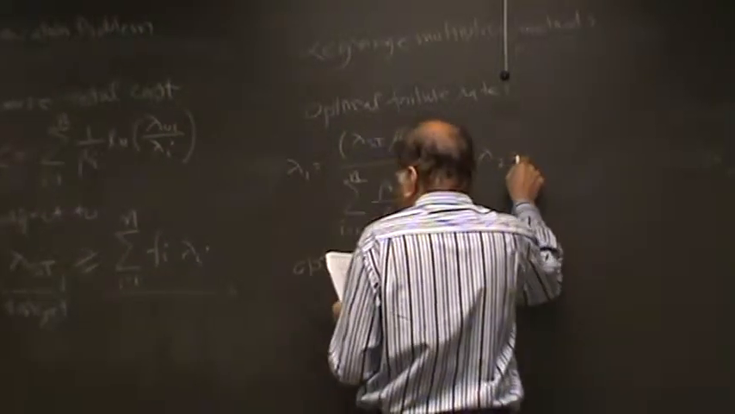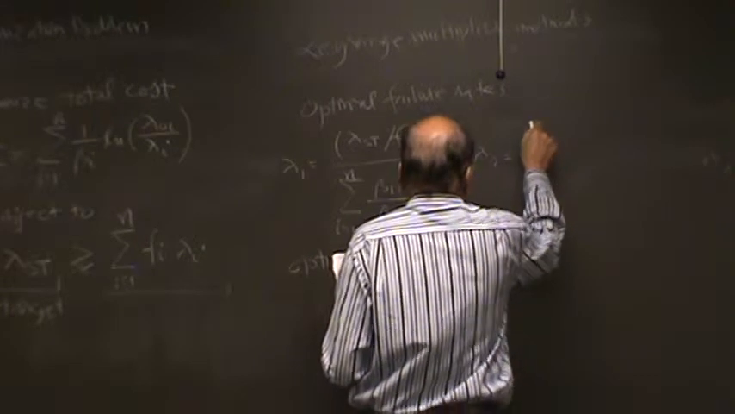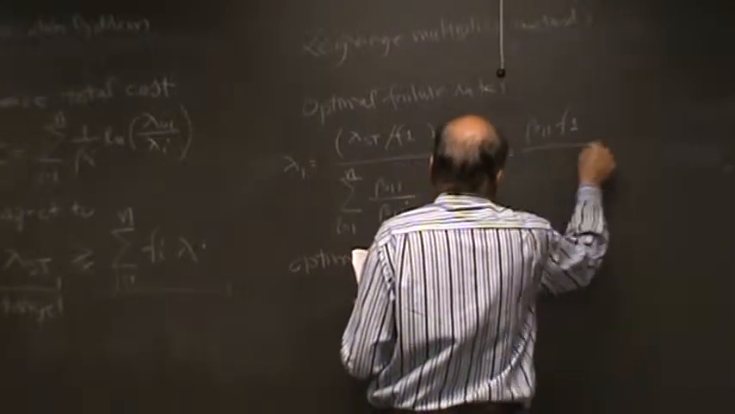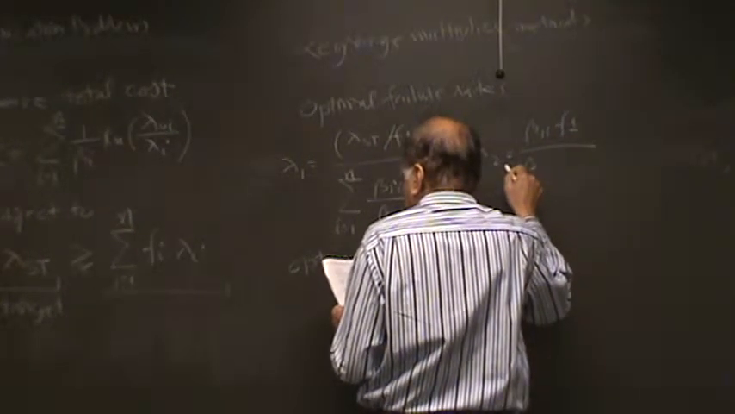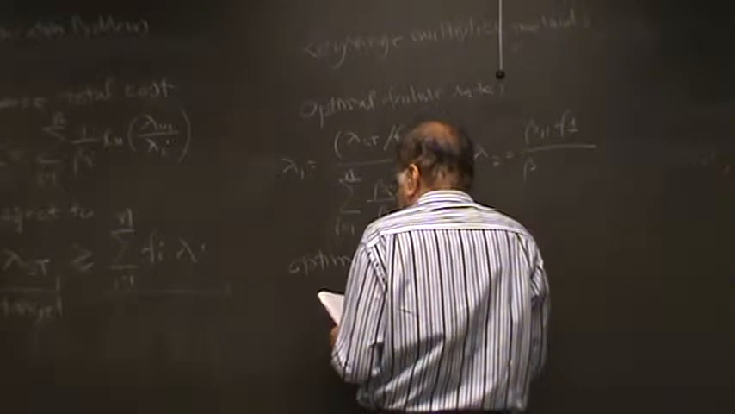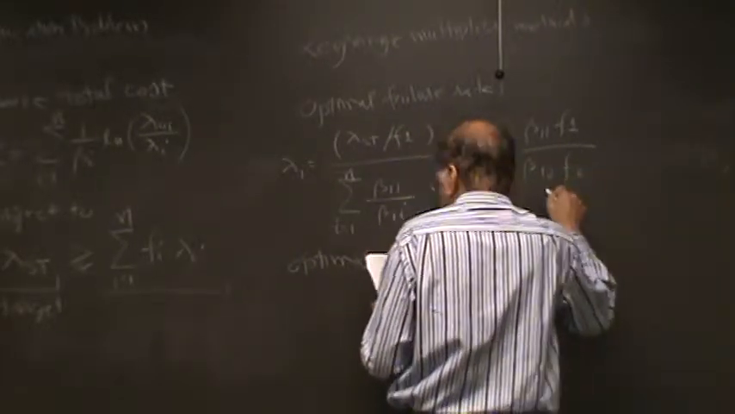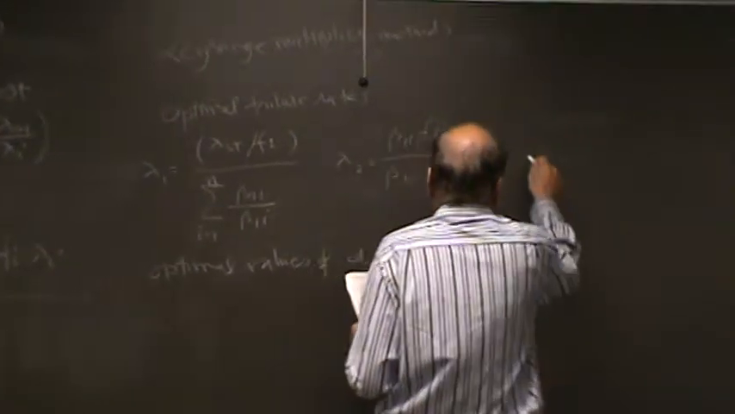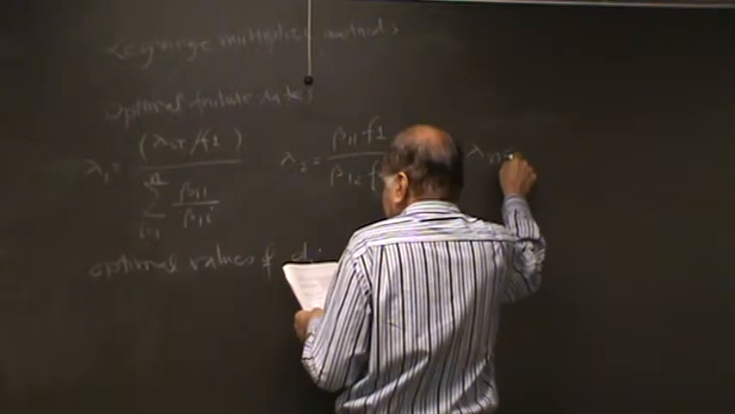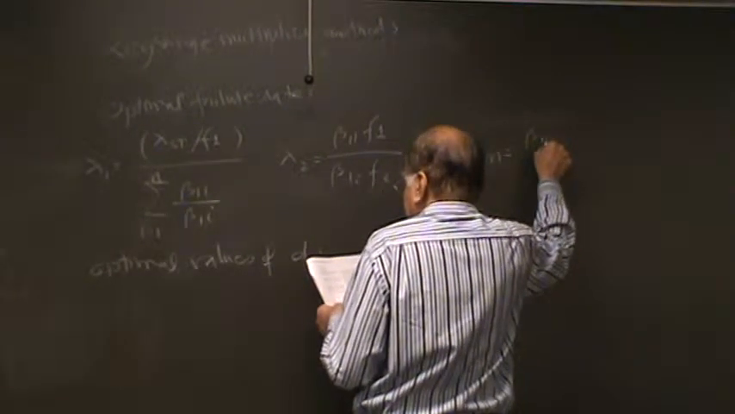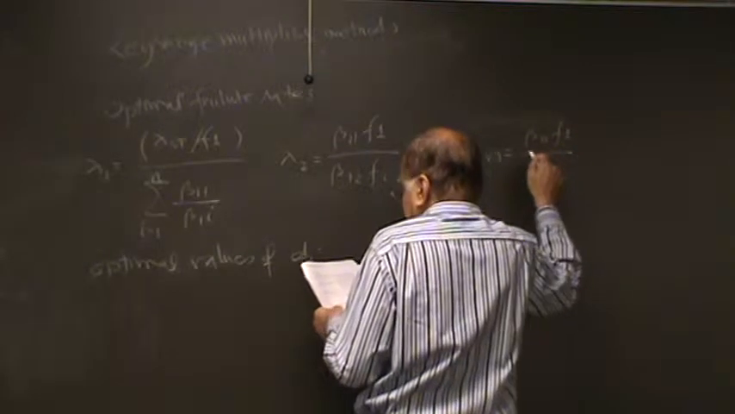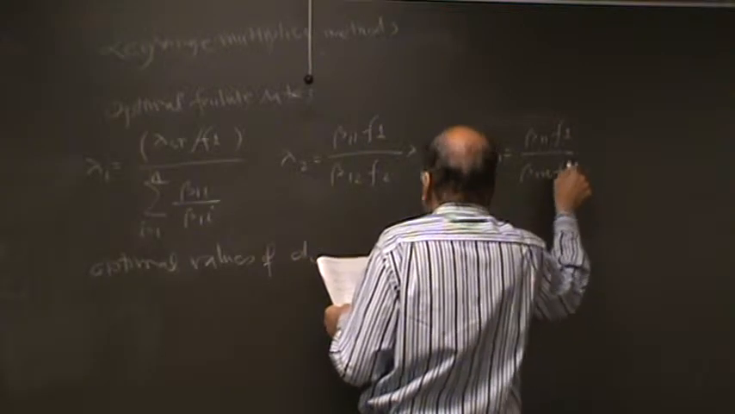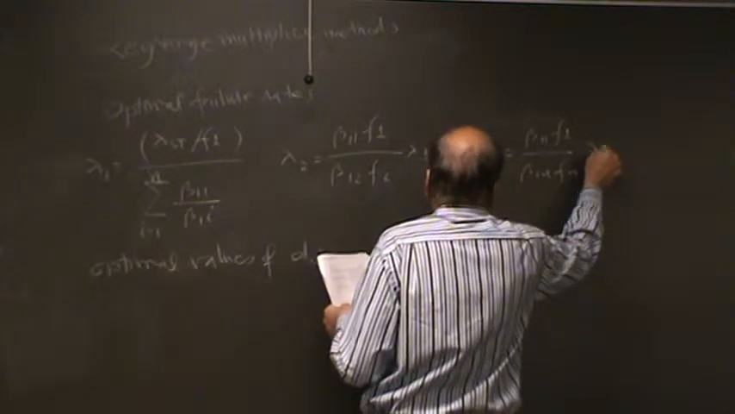And for lambda 2, for other lambdas, the formulas are beta 1 f1 divided by beta 12 f2 lambda 1, and finally lambda n is equal to beta 1 f1 divided by beta 1n fn lambda 1.